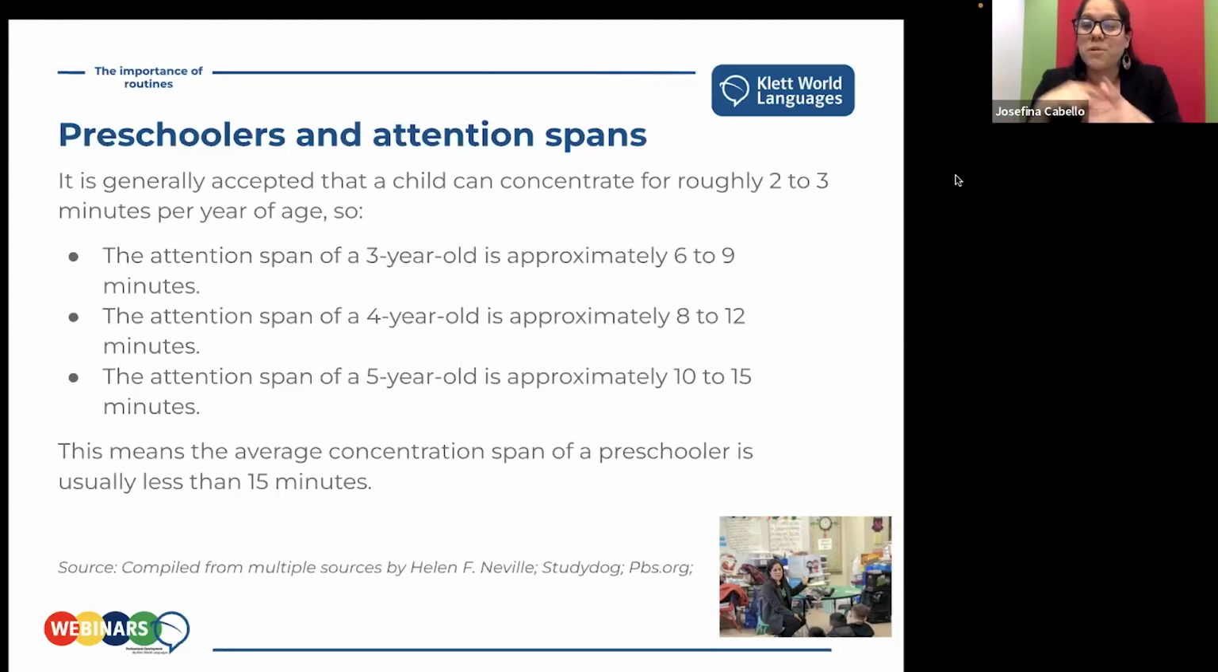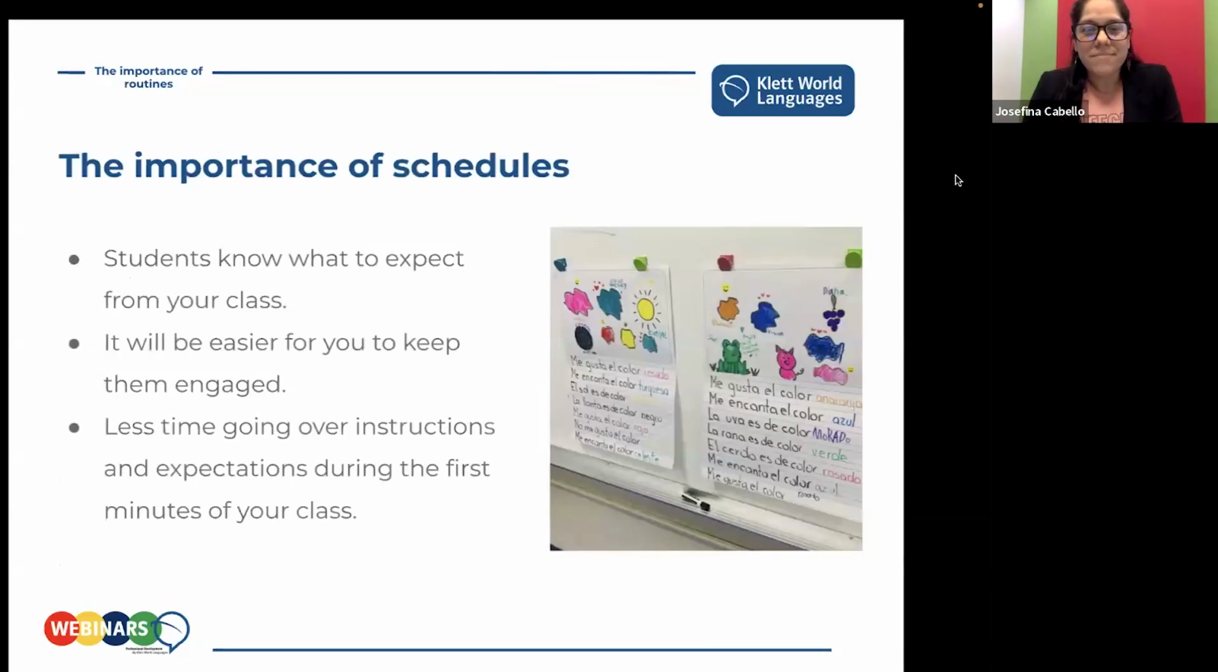So we can move on to our next slide. And what is important of schedules? And honestly, schedules is something that is not only just for children or just for students, it's also for humans. Like what happens to us if you go on a trip and they cancel your flight, you start panicking.